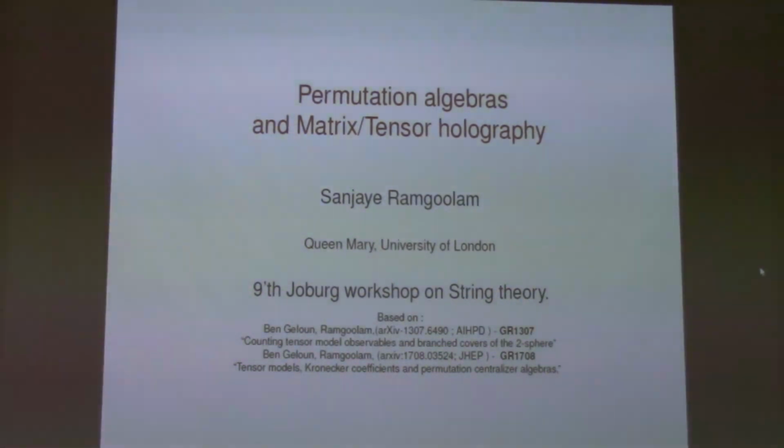So I will be talking about some permutation algebras, which I will define, and matrix tensor holography. Primarily, this is based on two papers written with Joseph Mandelstam, who's an expert on tensor models. One is arXiv 1307, and another one is arXiv 1708.